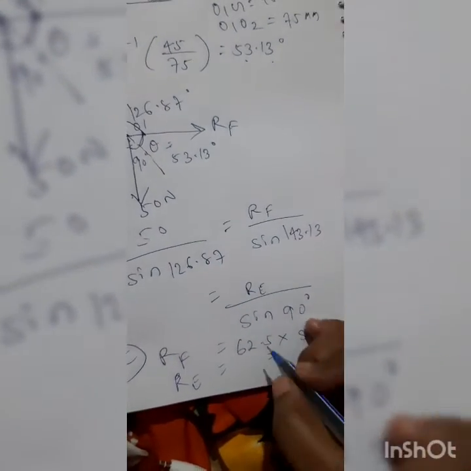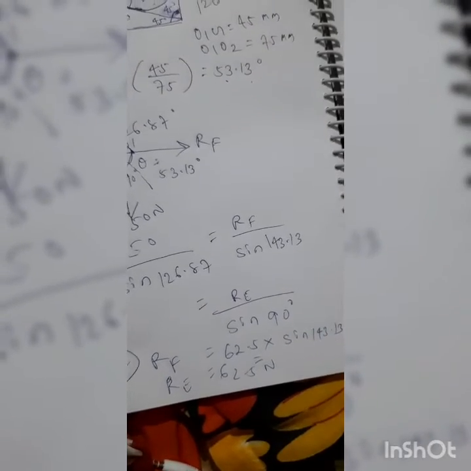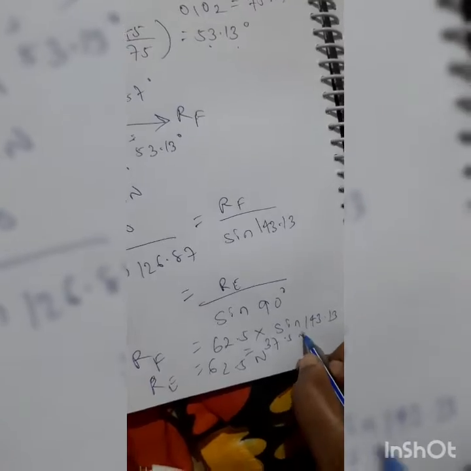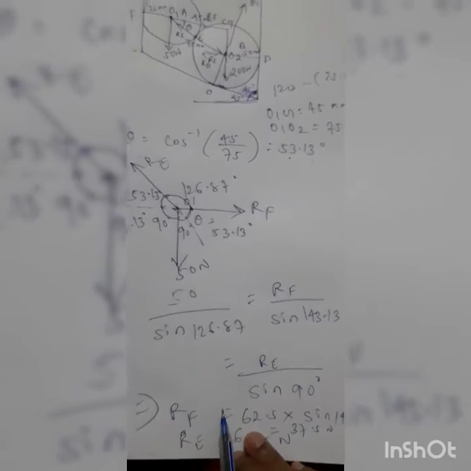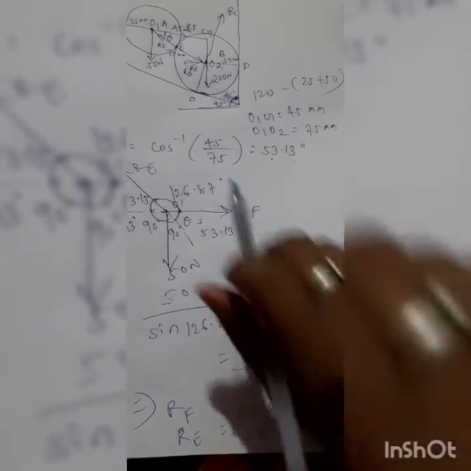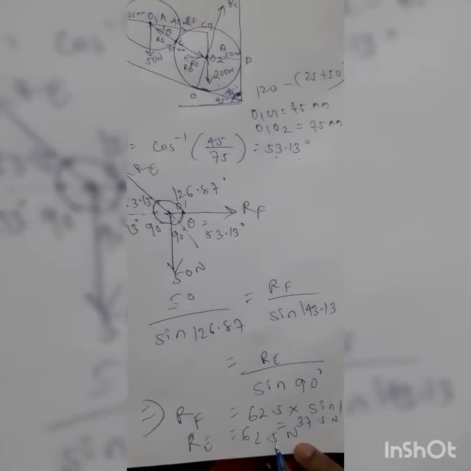Sine 90 value is 1, so RE is 62.5 Newton, and RF is, let me check the answer, 62.5 into sine 143.13, 37.5 Newton. So from here we got the value of RF, that is the reaction force at the point F, which is 37.5 Newton, and RE, which is the reaction force at this contact point E, so that value is 62.5 Newton.